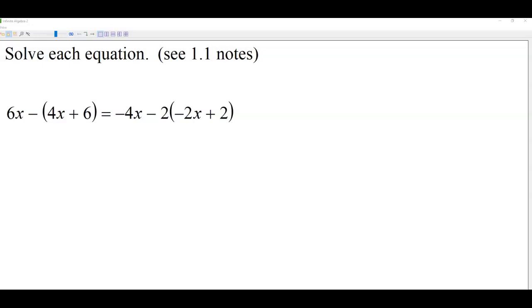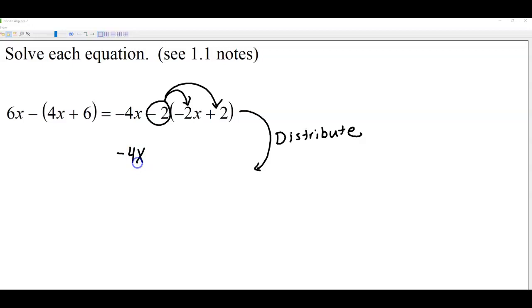This is a linear equation. So when you're trying to solve a linear equation, the first thing that you want to do, if possible, is distribute. Okay? So any distribution you can do, you should do it. In this case, for instance, this negative 2, I can multiply that into this set of parentheses. And if I do that, I end up with a plus 4x minus 4.